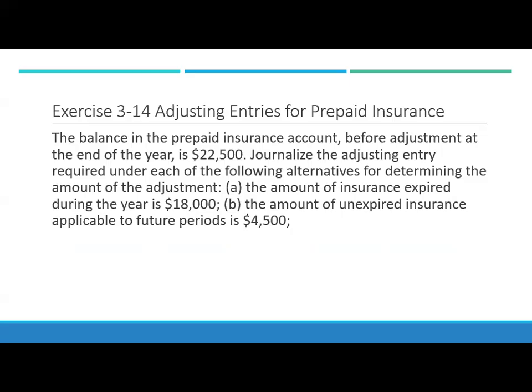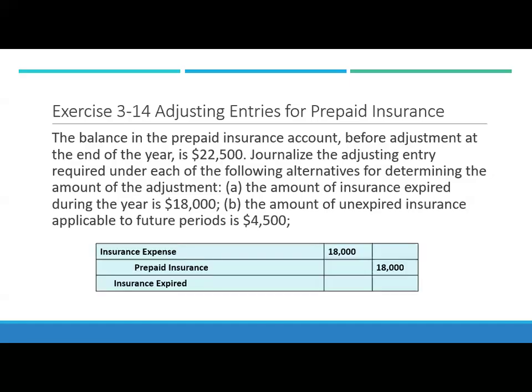And so if we're doing an adjusting entry for prepaid insurance, the balance before adjustment is 22,500. There are two ways that they can give us this problem. A, the amount of insurance expired in the year is $18,000. And so the journal entry is pretty straightforward: debit insurance expense $18,000 and a credit of prepaid insurance $18,000. But if they say the balance at the end of the year has to be 4,500, we have to take 22,500 minus 4,500. Well, it still happens to be $18,000, but they're both valid ways that they can give us the problem.